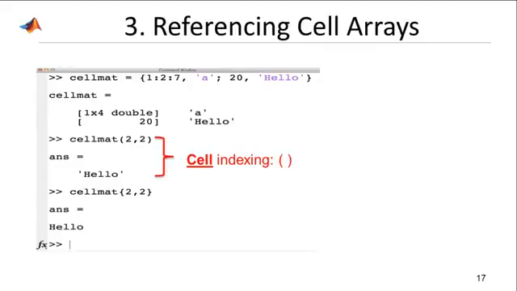To use the actual parentheses is called cell indexing. You're using the index of the cell, but not the content. The content indexing uses curly braces. Besides that, a lot of operations are very similar to using normal arrays.